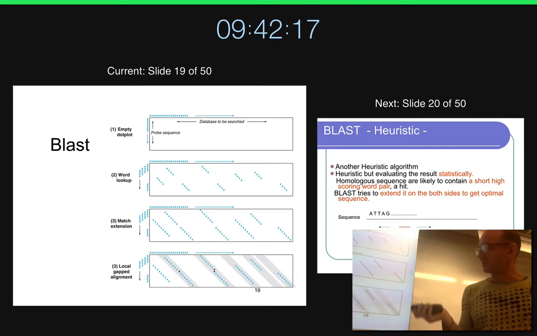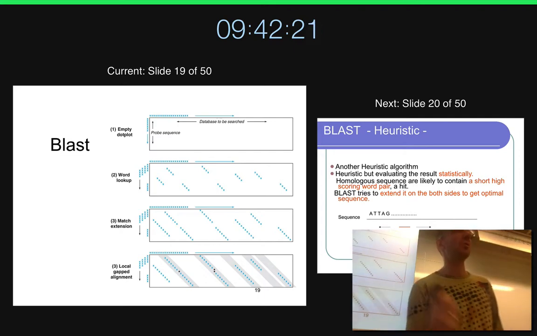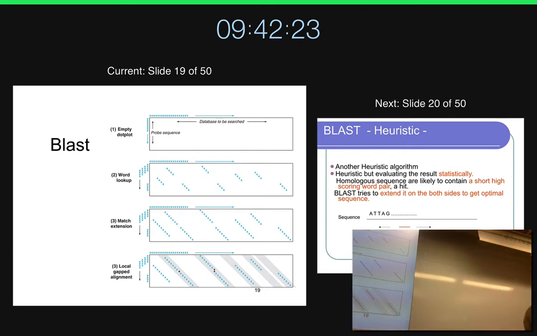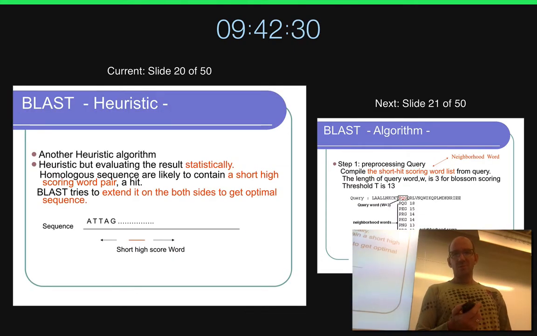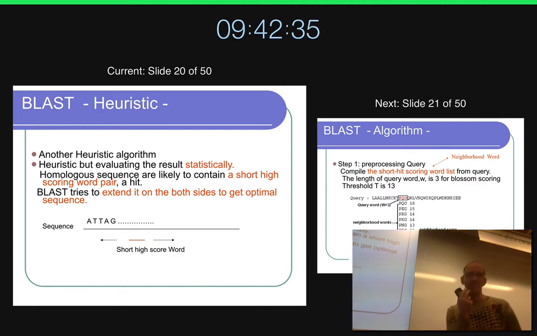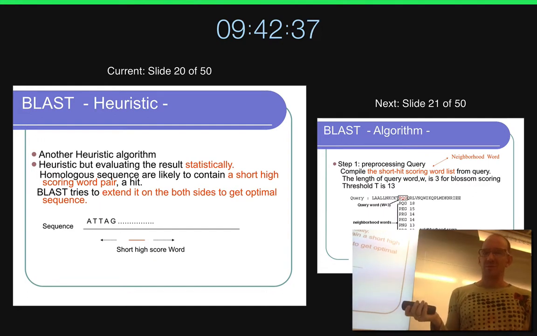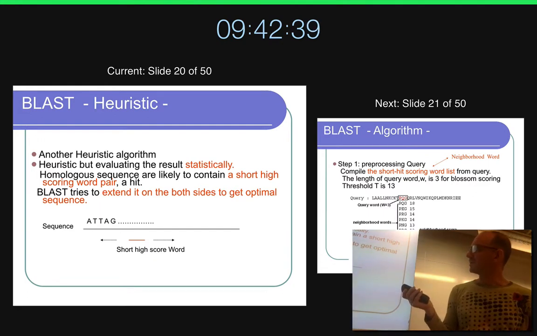Then there are some tricks. It's actually better in many cases because they have a better statistical model, so you can get a significant score on how good the alignments are. So the whole idea here is that if you want to find a sequence in the homologous, you are likely to find at least some region with high scoring word pairs.